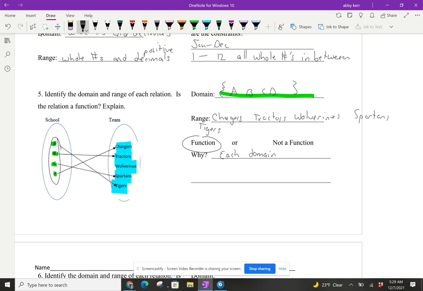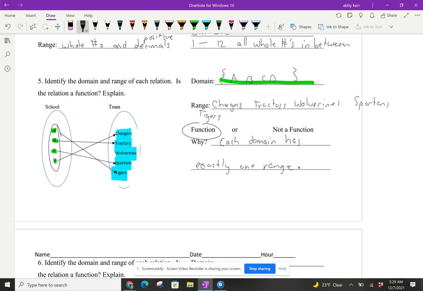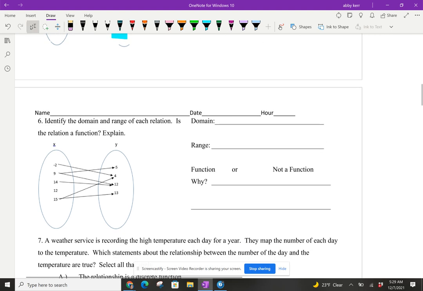Each domain has exactly one range. And if you want to use each input has one output, each x only has one y, that would be fine. Even though I made a mistake typing, if you don't write them in order, it's not going to be that bad. I'm not going to mark you down too much, if any. I'll just be more careful on my typos.